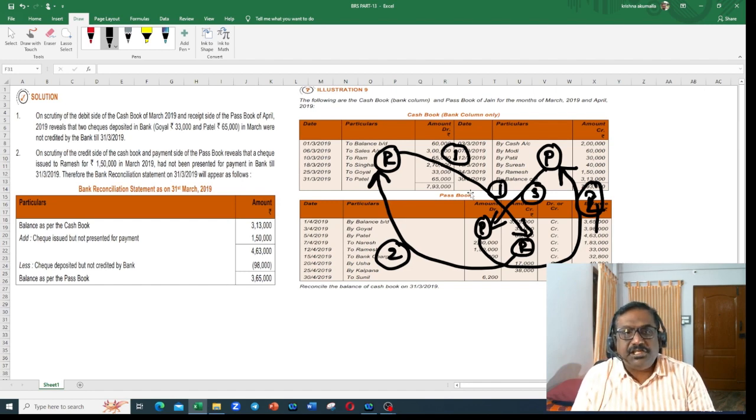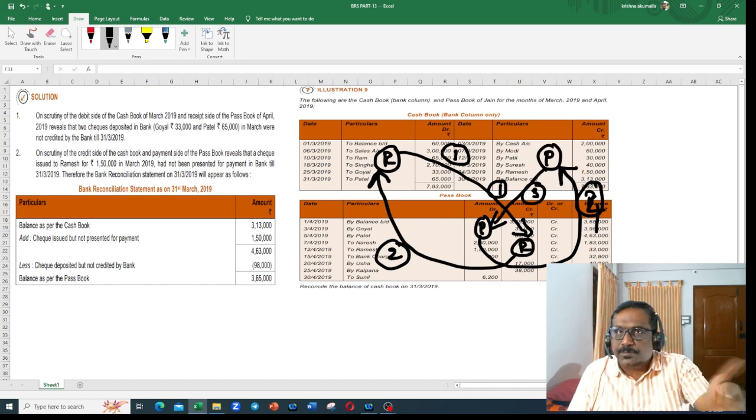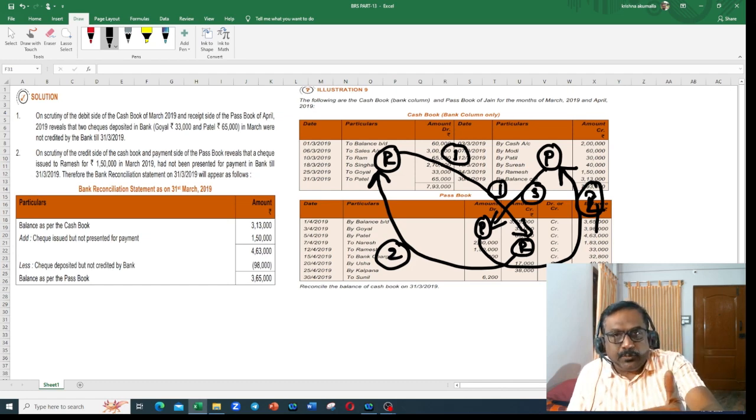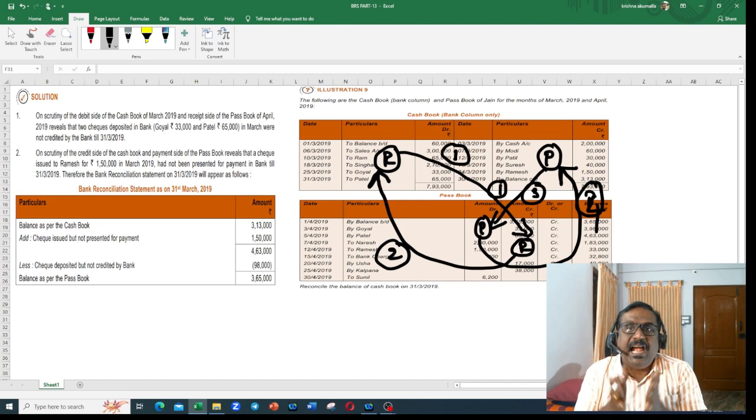So my suggestion is, whenever the problem is given like this, always try to follow these 4 steps, whether it is the same month or different months, to follow the same method. Cash book receipts versus passbook receipts, passbook receipts versus cash book receipts. 2 steps got over. Cash book payments versus passbook payments, and passbook payments versus cash book payments. Compare in these 4, identify the differences, put them in the reconciliation. As simple as that.